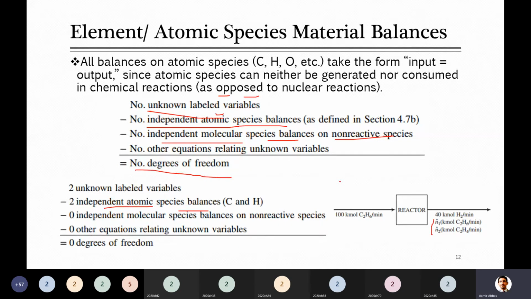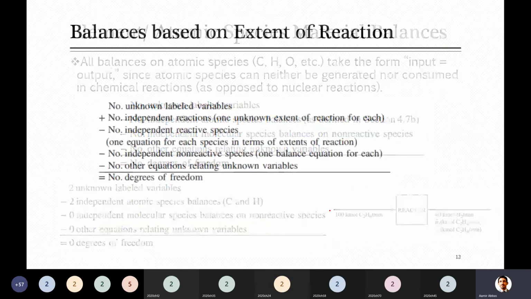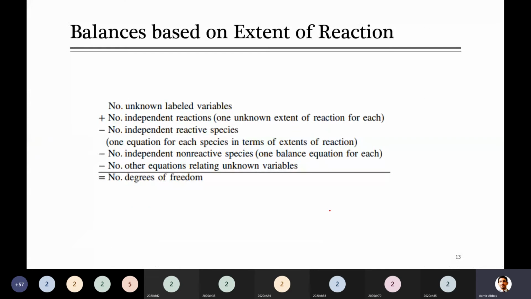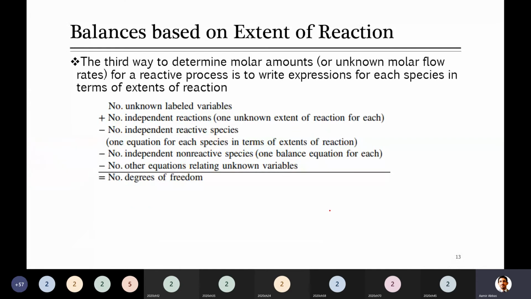No, sir. There are three species and all three are taking part in the reaction. So there is nothing like independent non-reacting species. And the final one, any other equation, there is nothing, any other unknown equation. So that's simple. Again, its degree of freedom analysis is 0 here. In this system, you can solve it. And that's the last one here based on the extent of reaction.